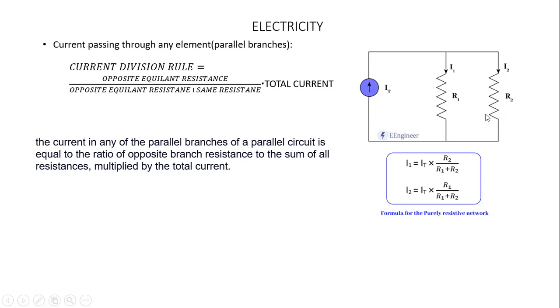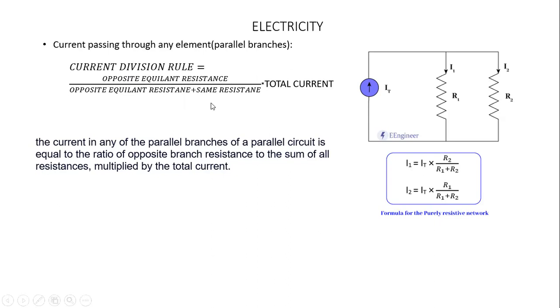to, here the overall total current is I total, and the opposite resistance of R2 is R1, so R1 by R1 plus R2. So this is for two simple branches. Suppose the number of parallel branches is more than 2, then the opposite equivalent resistance means the combination of the overall resistance other than that resistance. That is why you have to represent it as opposite equivalent resistance.